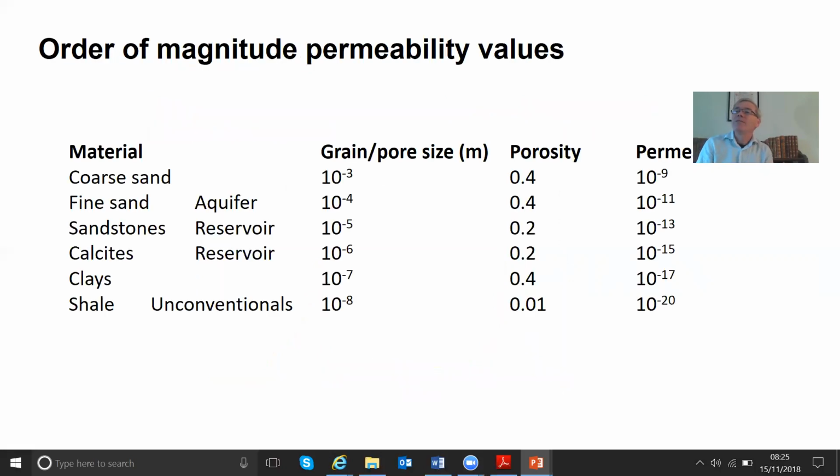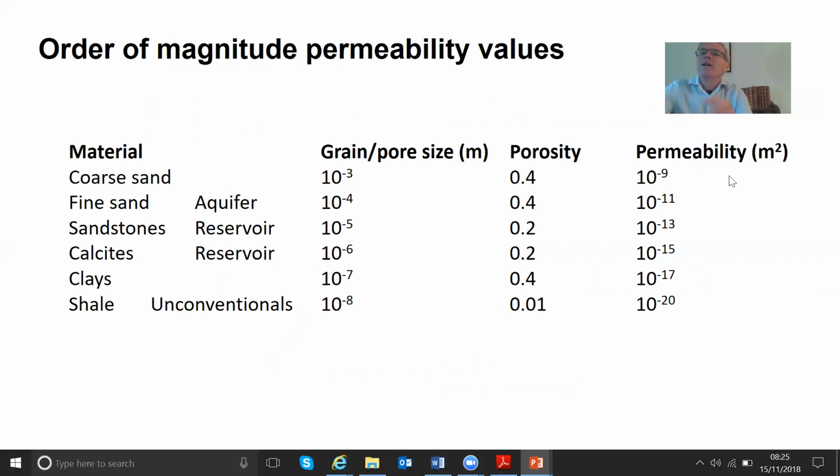But what about the rocks themselves? So here, what we have is a table, and this is an indicative table, don't take it as being precise, of different materials with a typical grain or pore size. Actually, a grain size isn't really a pore size. The pore size is what matters. It's actually the gaps between the grains. Typical porosities, and just an order of magnitude, just a rough estimate of permeability.